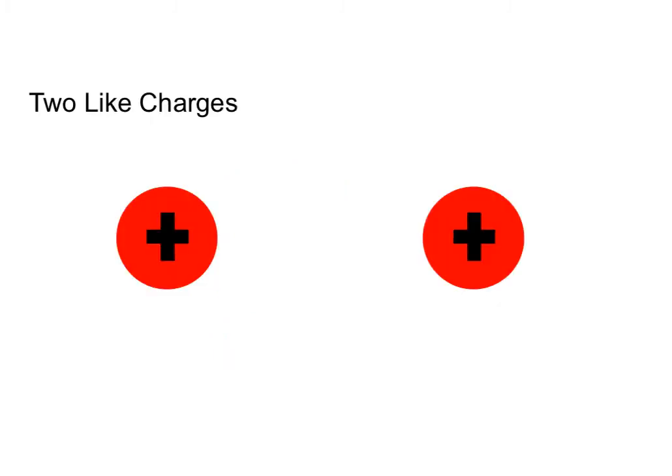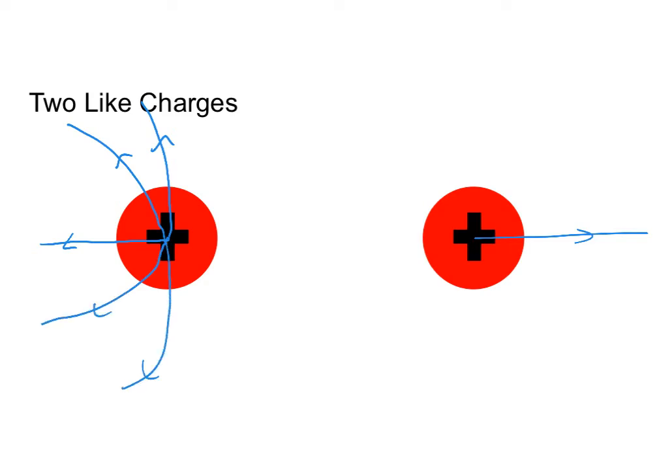So let's talk about our equipotential surfaces for two like charges. Again, I'm going to start by drawing my field lines. Remember, my field lines are going to go out of my positive charge on both sides, and they're going to arch away from each other because our positive charges are repelled by one another. And it'll be the same for my second charge.